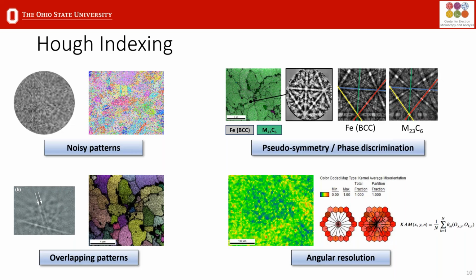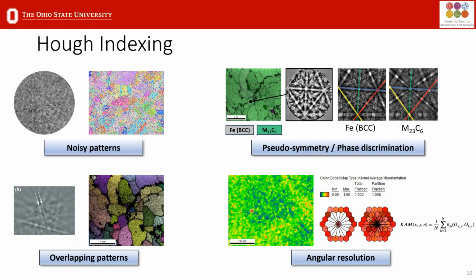And the way that we measure the relative angular precision is we look at a particular pixel where we have the orientation, and then we look at the nearest neighbors next to it, and then calculate the average misorientation with all the neighbors, and that's called the kernel average misorientation.